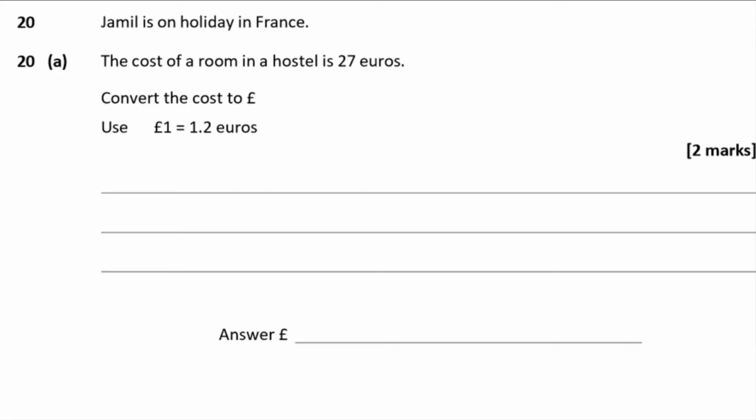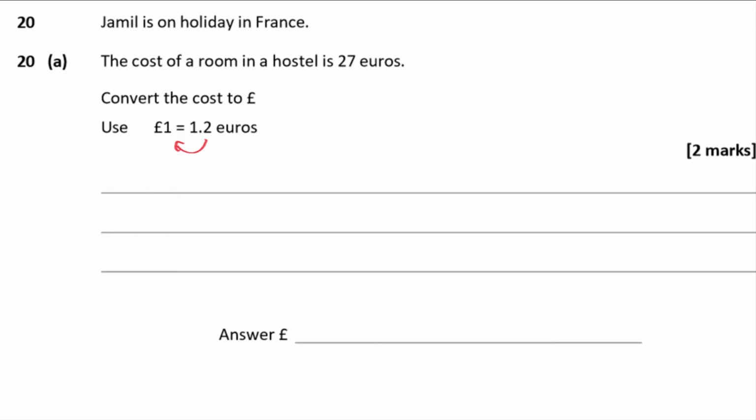Question 20, Jamil is on holiday in France. Part A says the cost of a room in a hostel is 27 euros. Convert the cost to pounds. Use £1 is 1.2 euros. Okay, so we're going from the many to the one here, aren't we? We're going that way round. So when we're going from the many to the one, we're going to divide. If we're going from the one to the many, we multiply. If we're going from the many to the one, we divide.